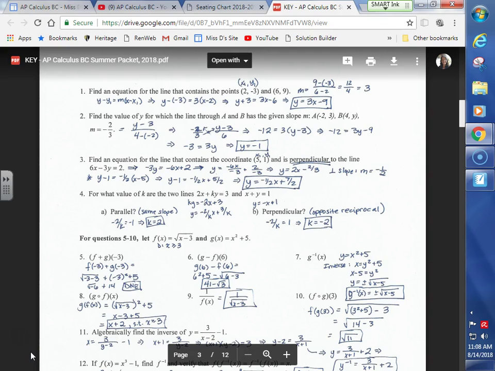If it's 0 over 0, yes, you can use L'Hopital's. Or you can use factoring or multiplying by the conjugate or any of those fun things from before. Derivatives. I'll just leave it there. And extrema.